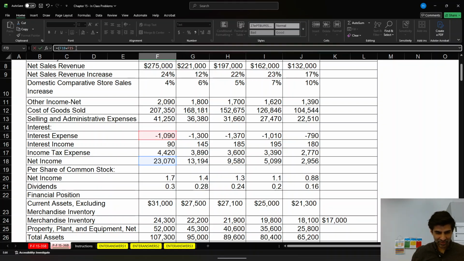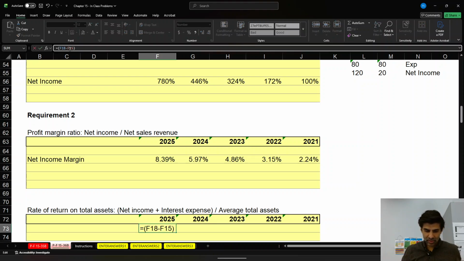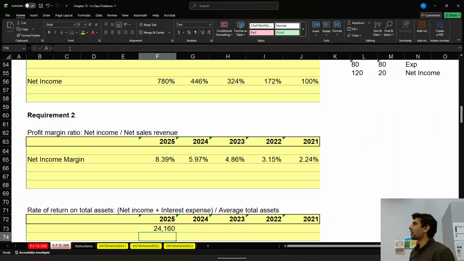Okay, let's just do this. If we just did net income plus that cell, it's actually going to lower our net income. And that makes no sense because what we're trying to do is figure out what our profit was before paying interest. So you have to actually do this as a minus sign. And now we have our net income before paying interest.